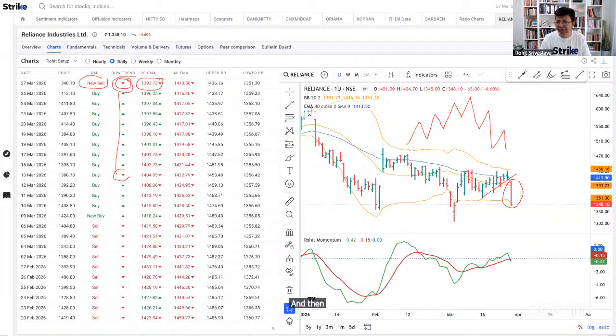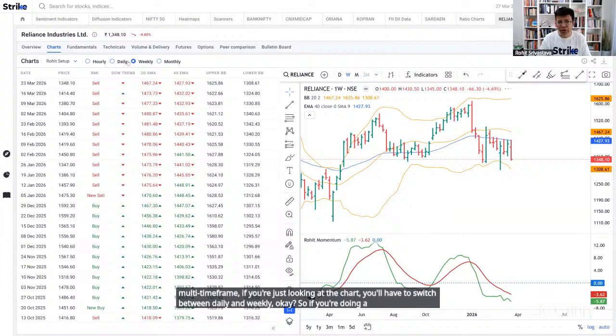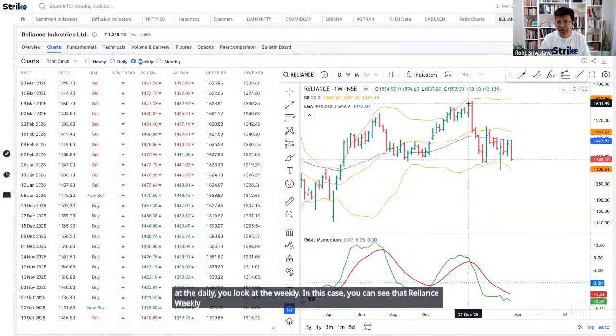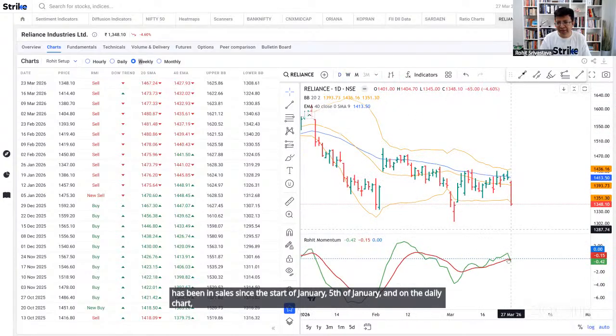And then there's a last thing, which is using multi-time frame. Now for multi-time frame, if you're just looking at the chart, you will have to switch between daily and weekly. So if you're doing a single security, you look at the daily, you look at the weekly. In this case, you can see that Reliance weekly has been in sell since the start of January, 5th of January. And on the daily chart, we are once again getting a sell signal here.